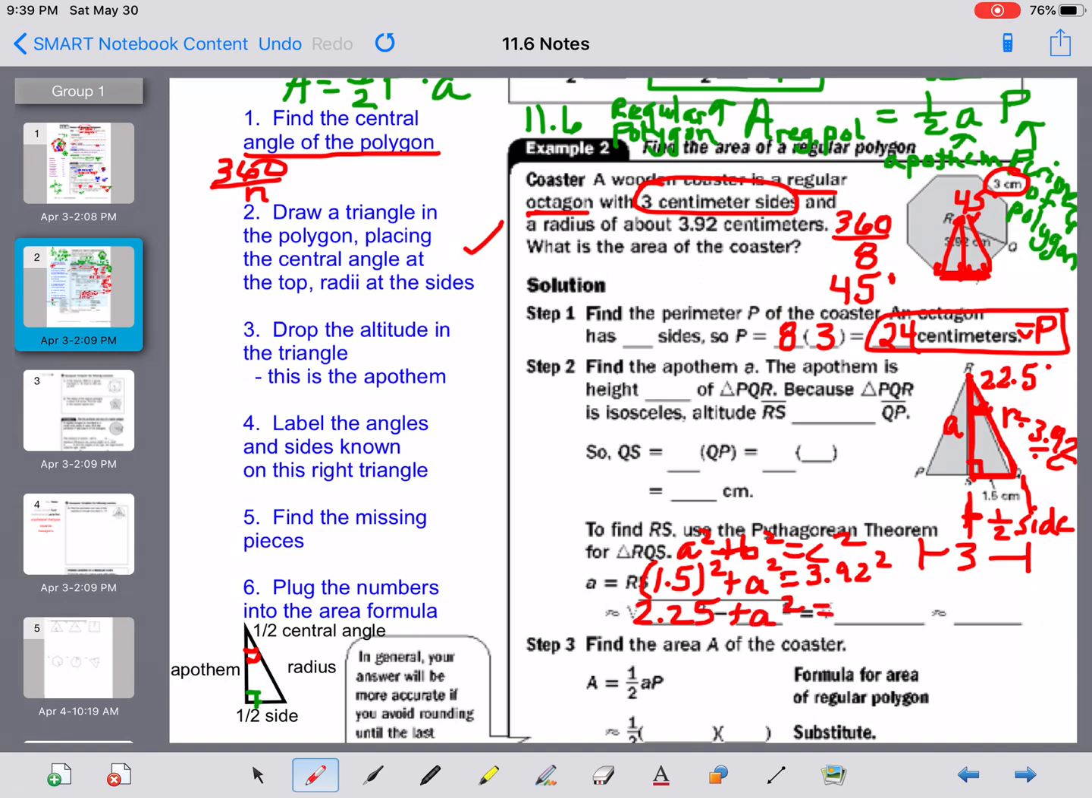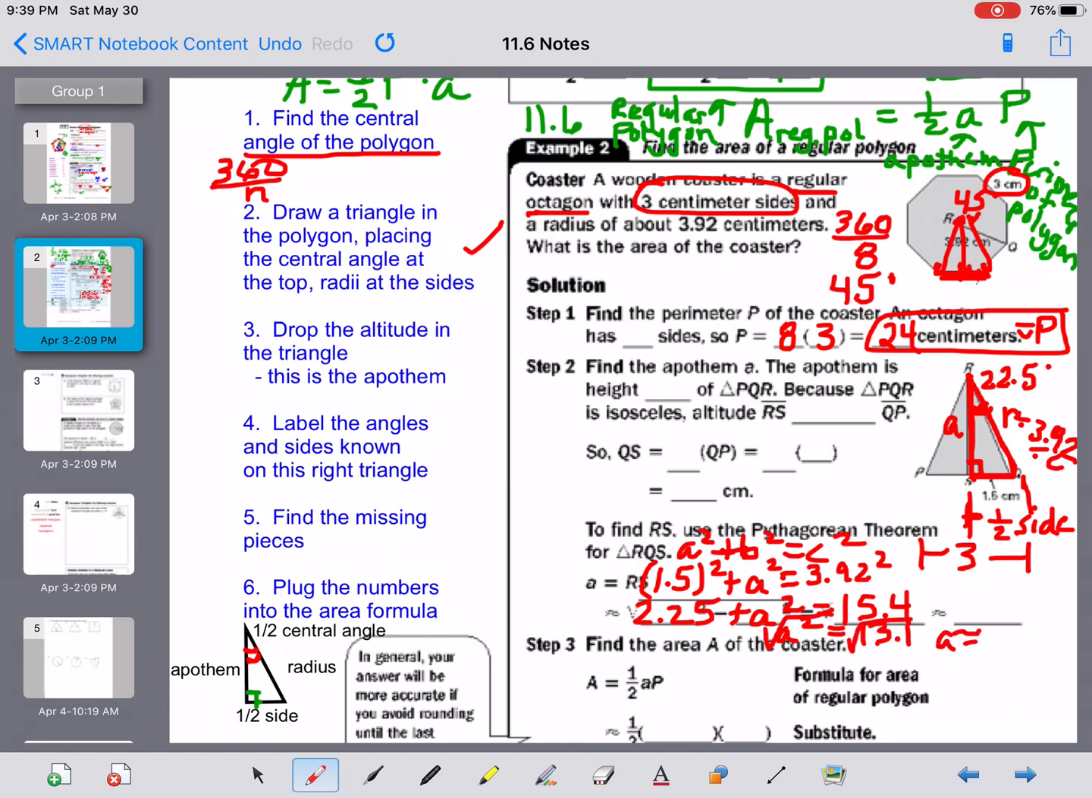Oh, it's a long one. You want to round it to about 15.4. Subtract that 2.25. A squared equals about 13.1. Again, I'm doing a little rounding here. Take the square root, and A comes out close to 3.6.